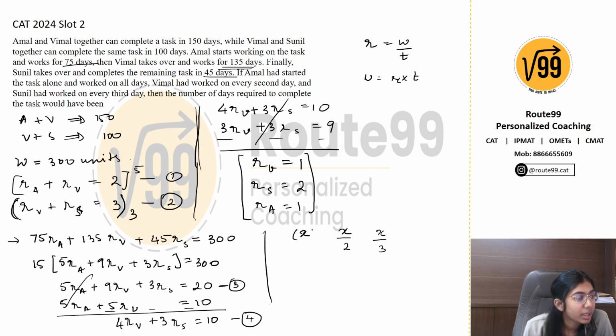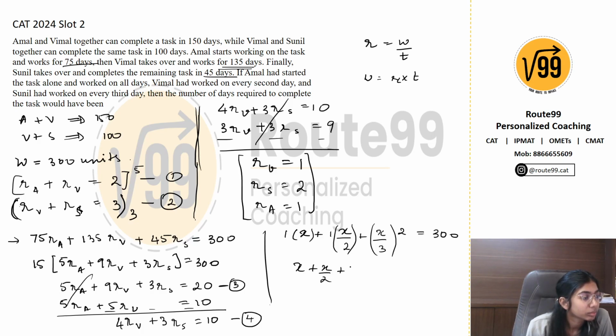So time multiplied by the rate. The rate of Amal is 1, the rate of Vimal is 1, the rate of Sunil is 2, so this is again 300. So just solve this. X plus X by 2 plus 2X by 3 is equal to 300. Let's take the LCM as 6. So 6X plus 3X plus 4X is equal to 300 into 6.